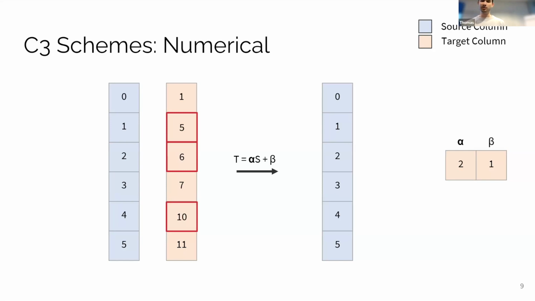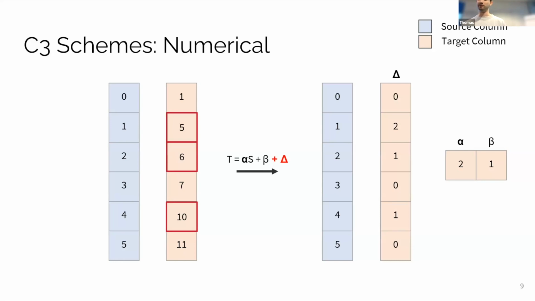So these 2 are still correlated, but we need to store deltas as well. But these deltas are very small and can be compressed well with bit packing. And here again, the source column has not been changed, and it can be compressed with any integer compression scheme.